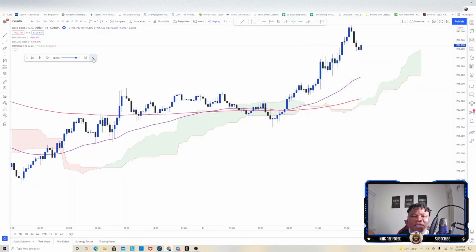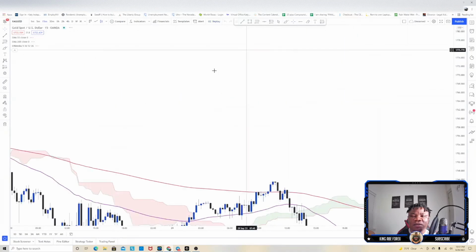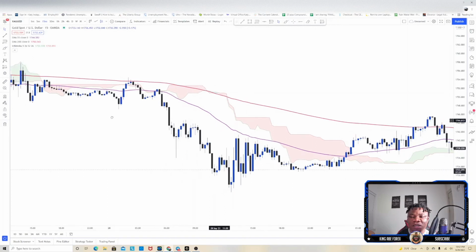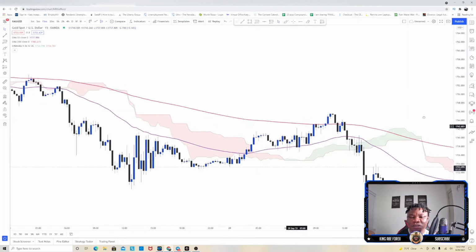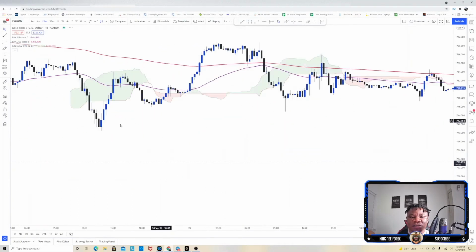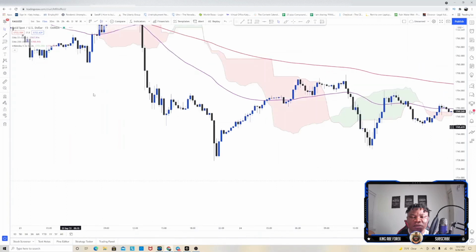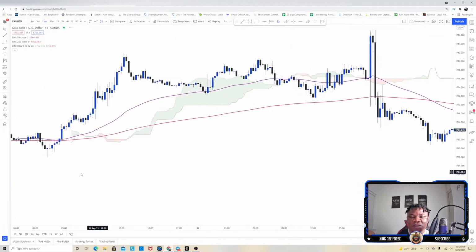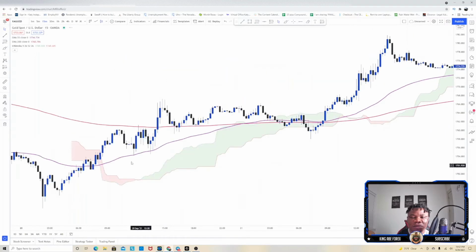Now let's take a look and look for a sell position here real quick. Let's look for a good sell position. So let's see here.